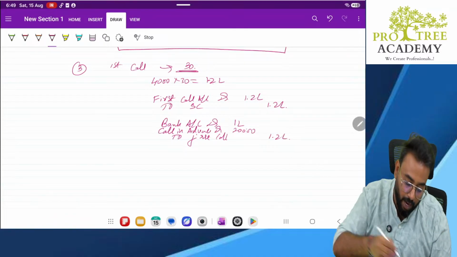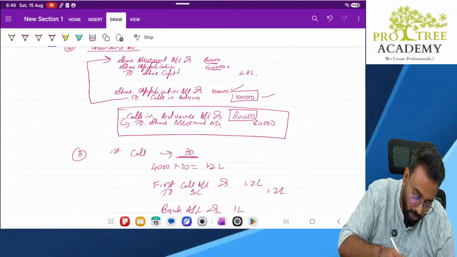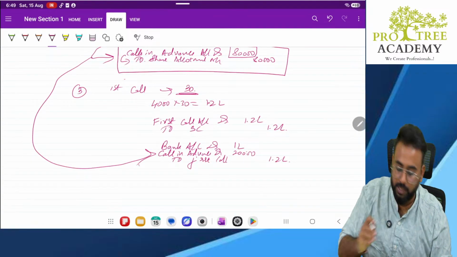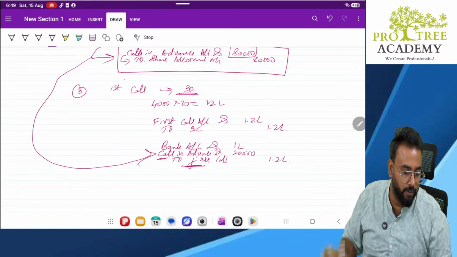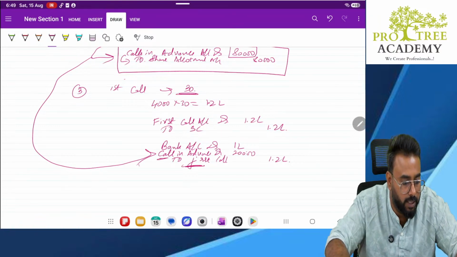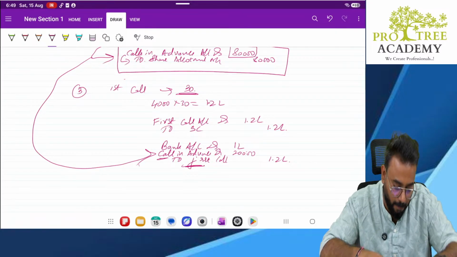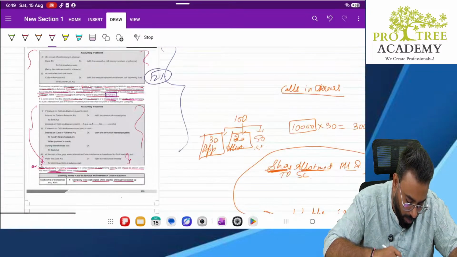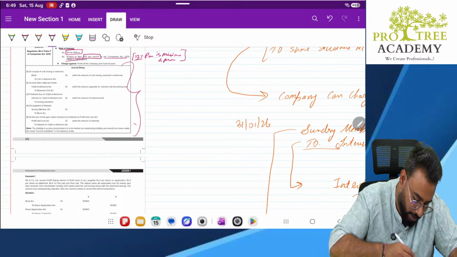You are understanding how we are transferring this calls in advance to the relevant call. Here also we transferred, here also we transferred. We are continuously transferring the calls in advance to our relevant call, whatever is made. Clear? Yes? Okay. That is your journal entries for passing it to relevant call. This is what is explained here.